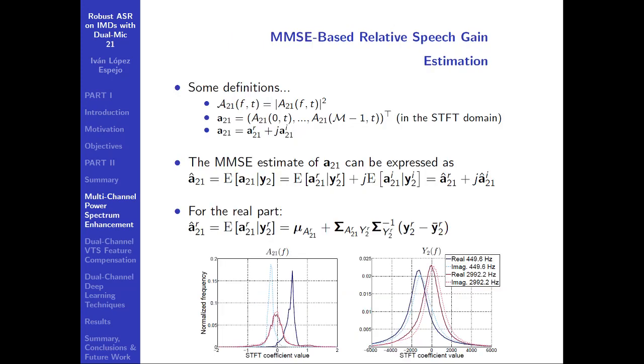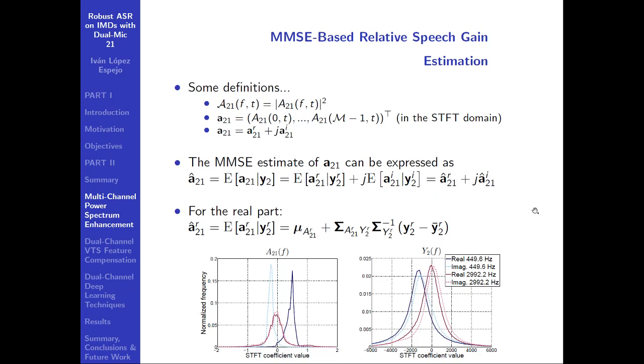In order to apply all the techniques presented so far, we require knowledge of the speech gain term. So here we propose a minimum mean square error based relative speech gain estimator, and this is performed in the STFT domain. So we define this speech gain vector, which in turn can be decomposed into its real and imaginary parts. So the minimum mean square error estimate of this speech gain can be expressed this way, where we have assumed statistical independence between its real and imaginary parts.